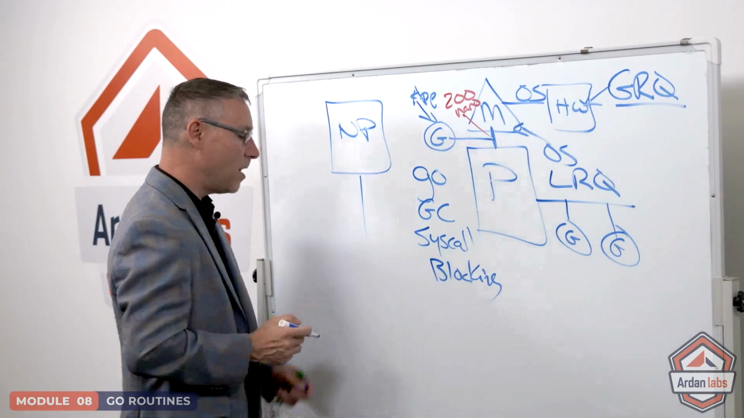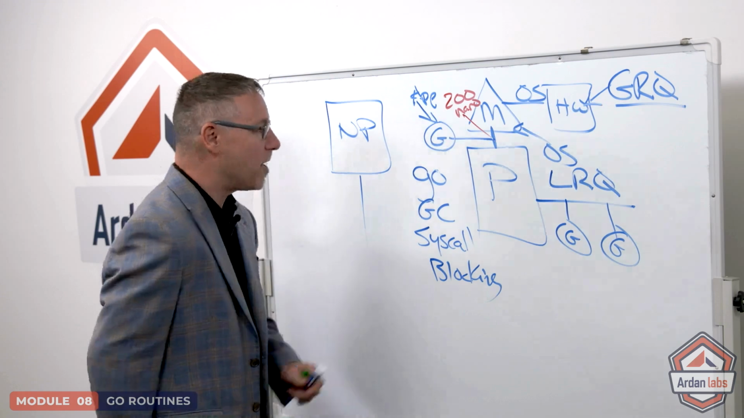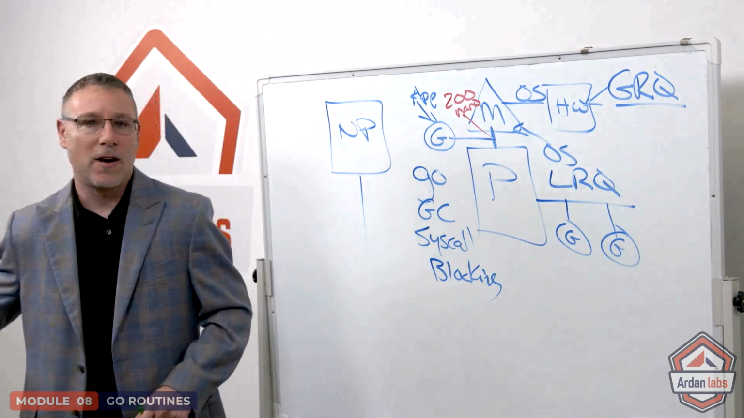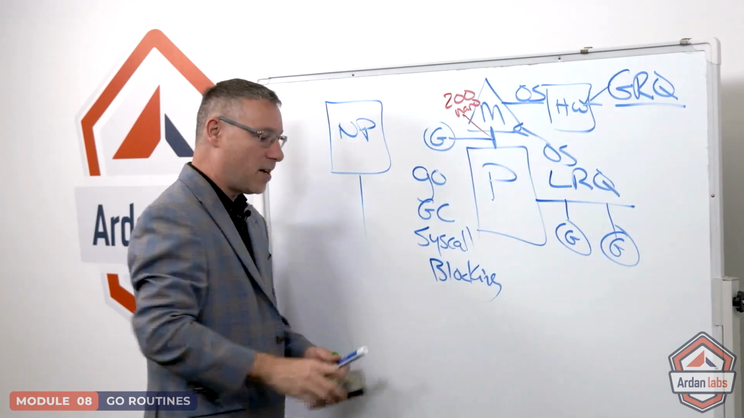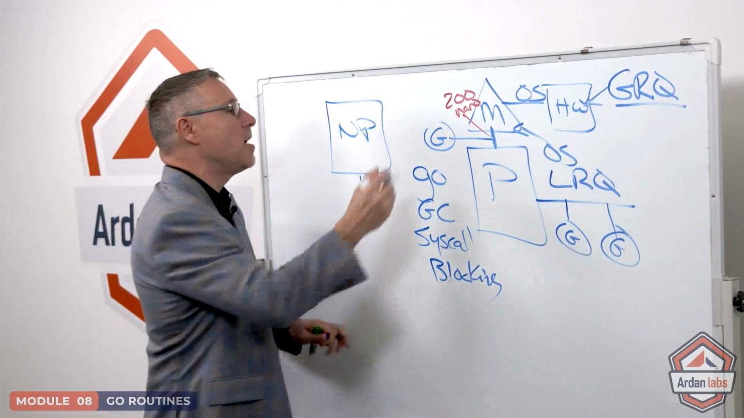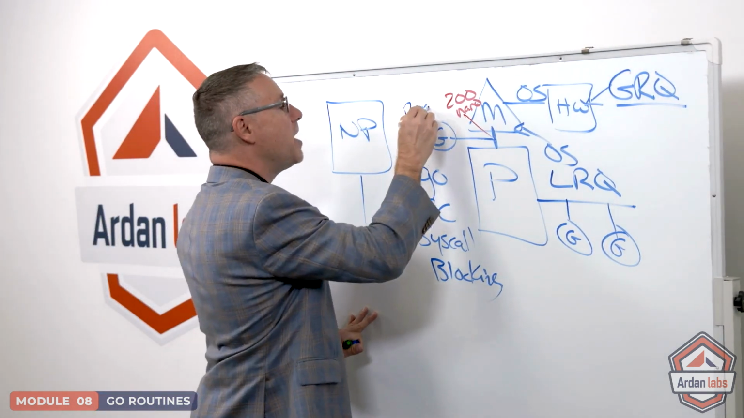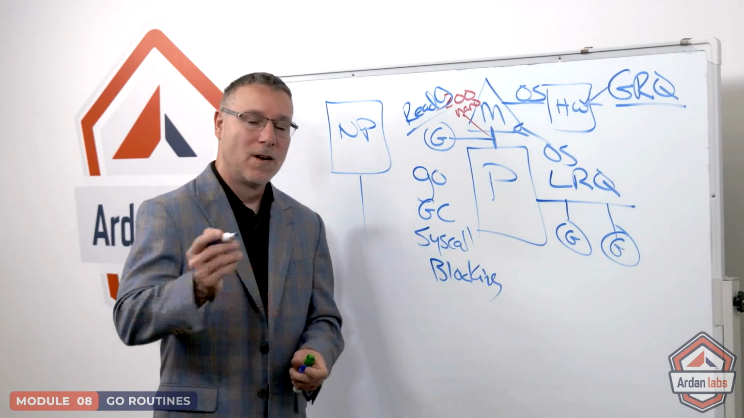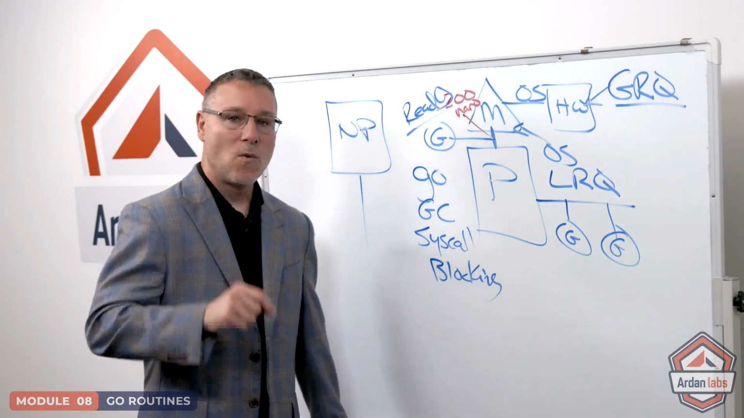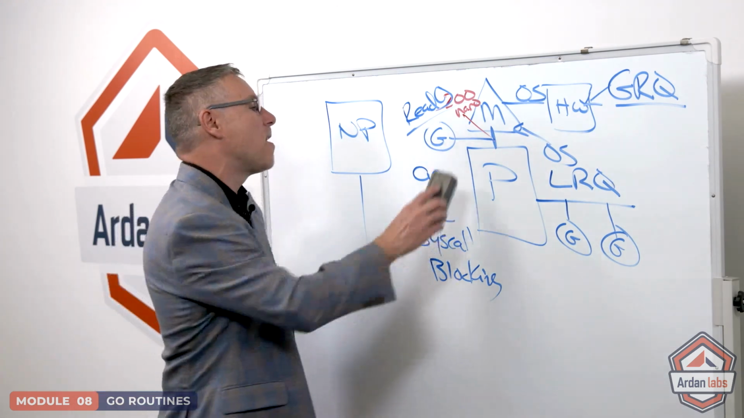So let's run a quick scenario here with the network poller and our asynchronous system calls. Let's say right now, this Go routine is going to want to perform a read operation. There it is. It's going to perform a read on the network. So as soon as that happens, what the scheduler is going to do is going to say, no problem.